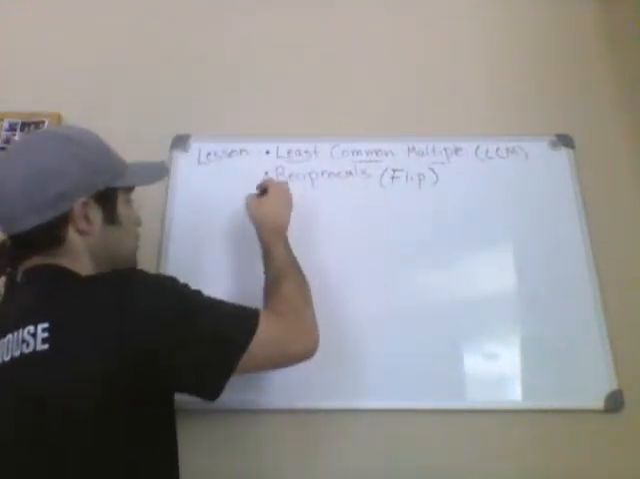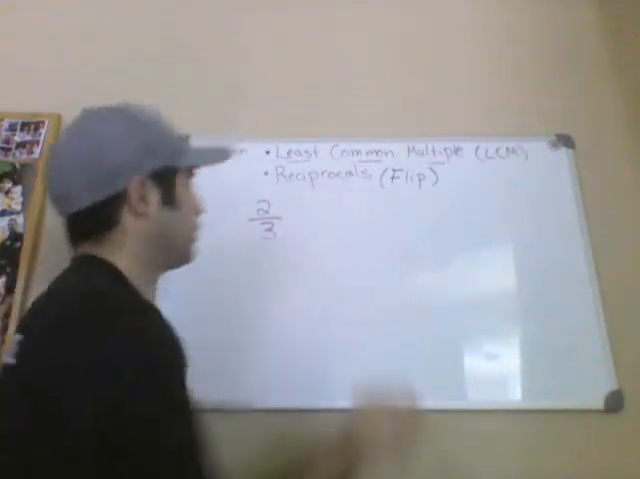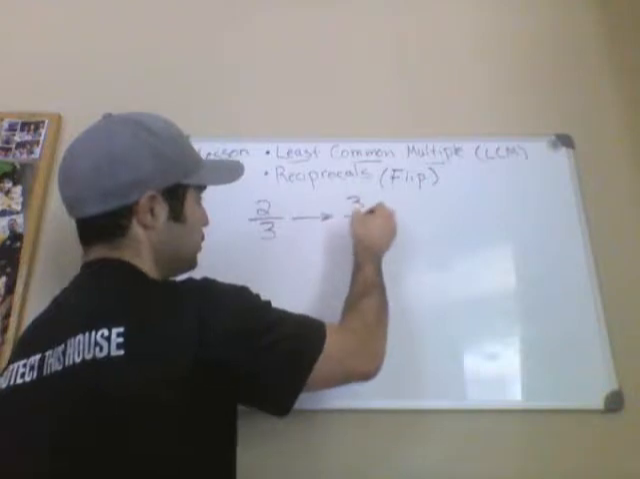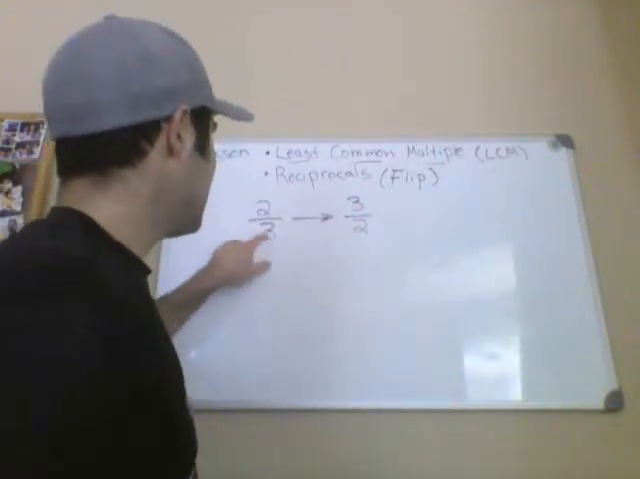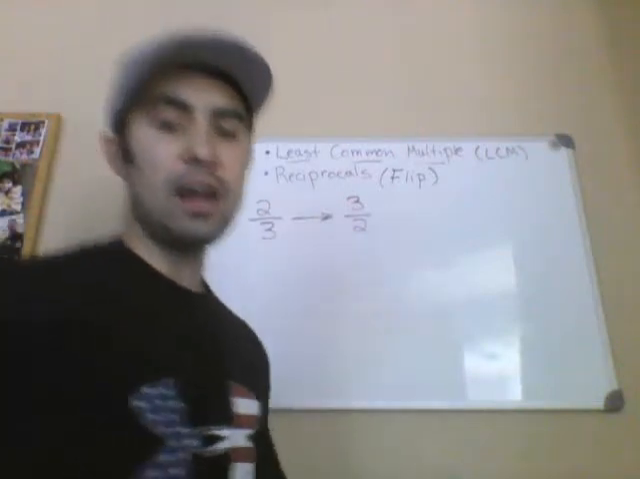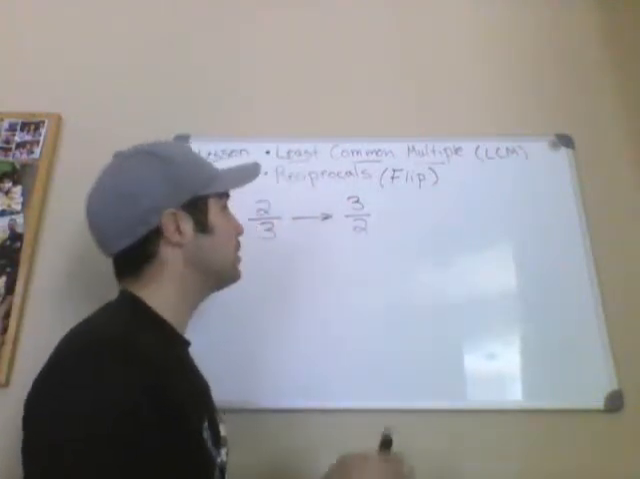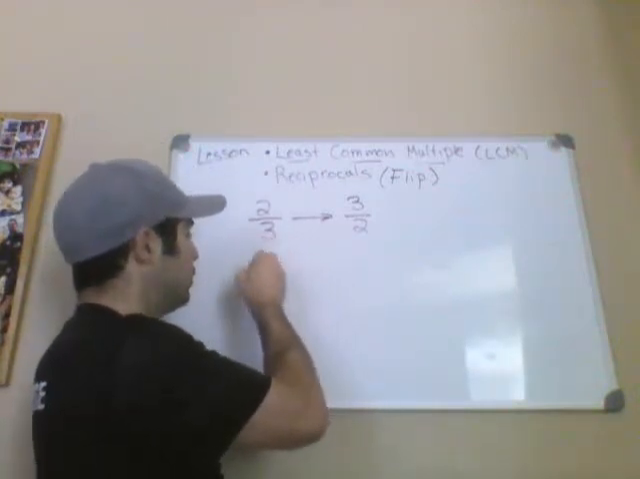fraction. Alright, so if the fraction is 2 over 3, if we want to find the reciprocal of that, that would be 3 over 2. Notice, the numerator becomes the denominator, and the denominator becomes the numerator. We're going to use this a lot. You'll use this a lot in algebra, higher level math. This is important to remember. Okay, so what would the reciprocal be of 4/5?